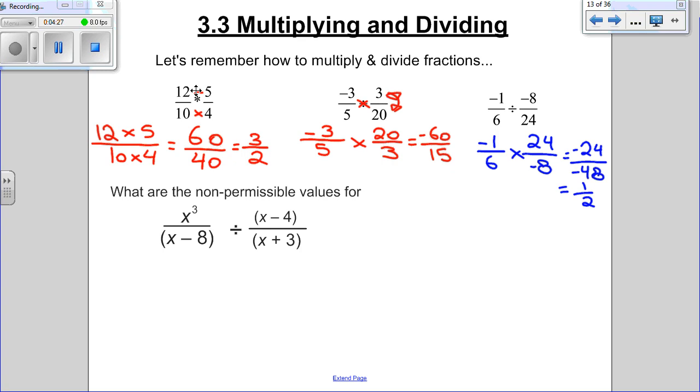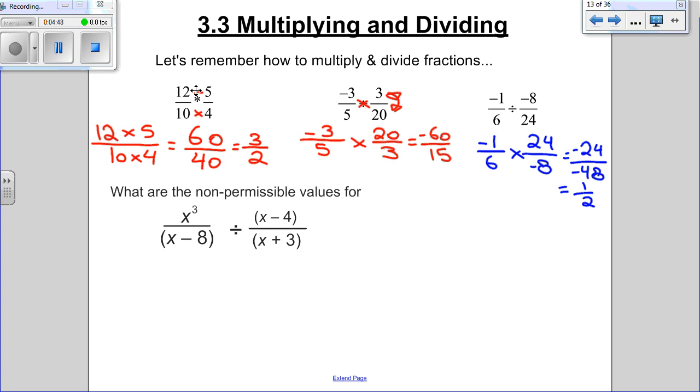Anybody remember what a non-permissible value is? Yes, sir. Well, I know what it is, but for this specific question, don't we do the NPVs for the division? Yeah. It's the x minus 4 and the x plus 3. This one's going to be a little different than we've done before. But we're not quite there yet. I just want to remind everyone what an NPV is, so everyone's on the same track again.